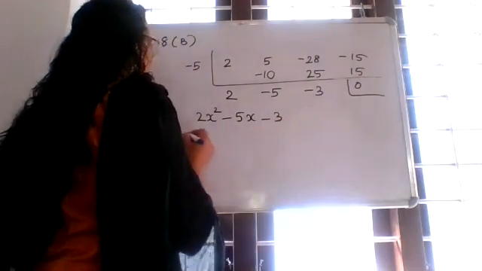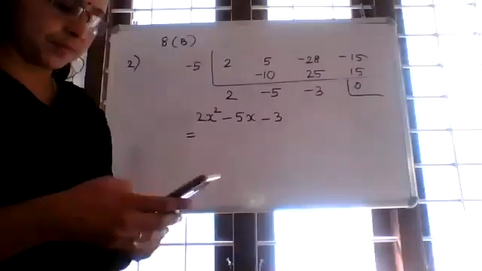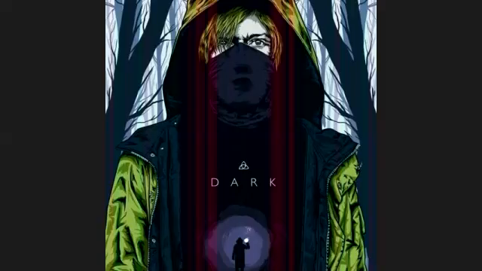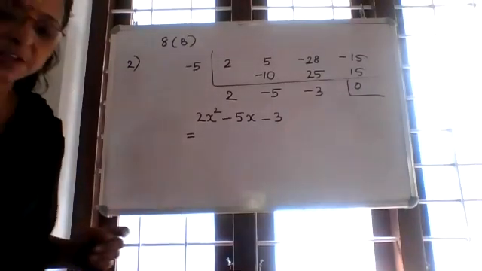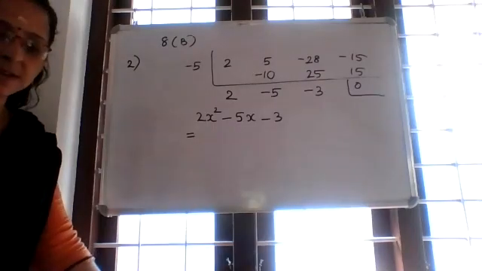So splitting the middle term is not easy, same as the first question. Can you hear me? Yes, ma'am. Okay, correct. So 2x square minus 5x minus 3.